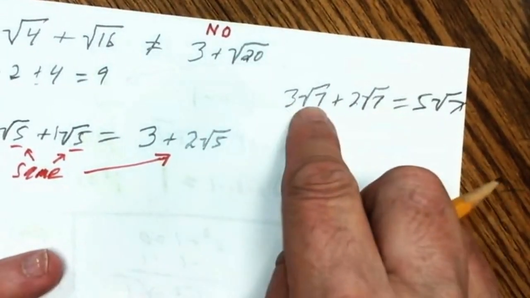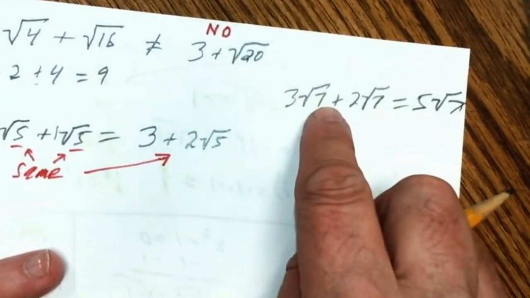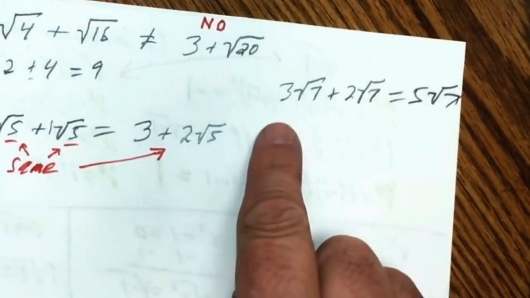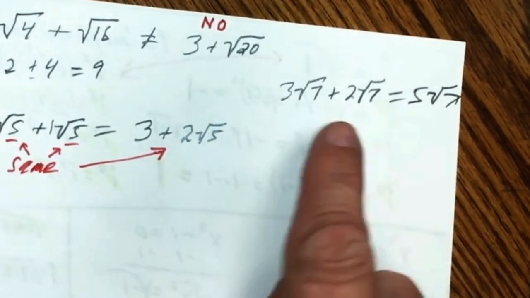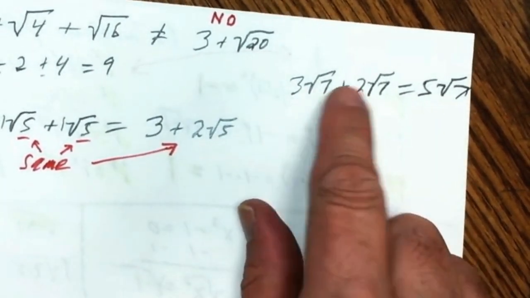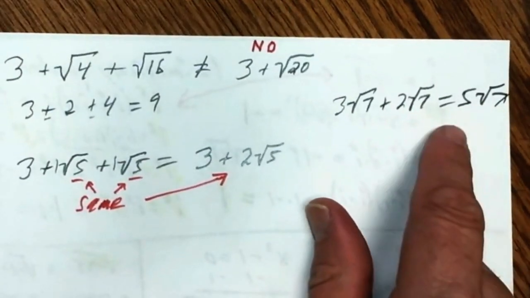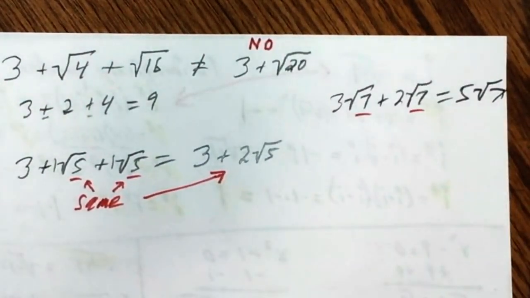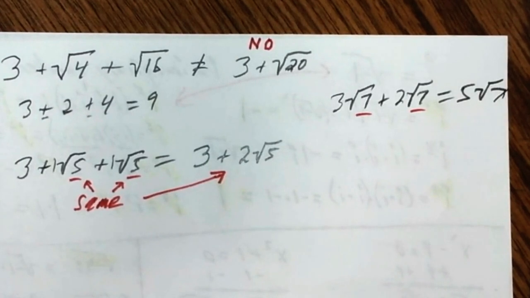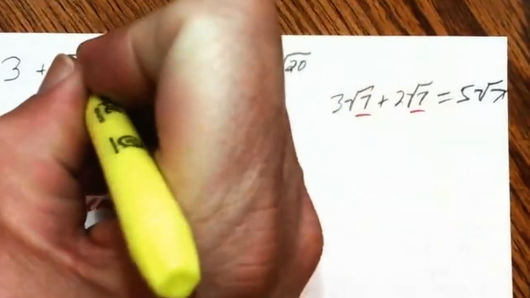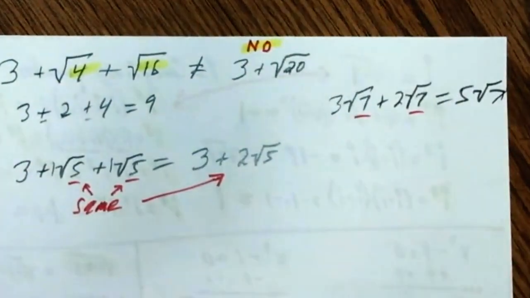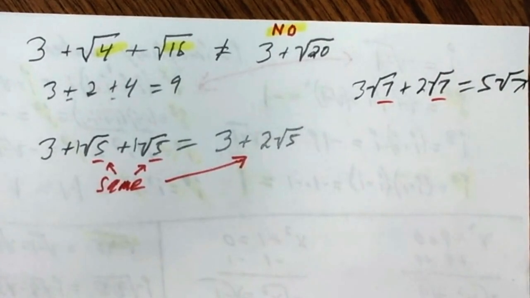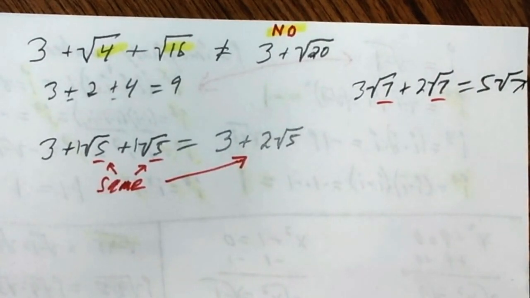Because this 3 times the square root of 7 means there's 3 of them, right? So I got the square root of 7 plus square root of 7 plus square root of 7. Over here is 2 more. So altogether, I've got 5 square roots of 7. That is legal to do. But you have to, again, have the same. You cannot do it if they're not the same. So I just want to put that in there because somebody's going to make that mistake, and I'm trying to catch it before you make it rather than talk about it afterwards.